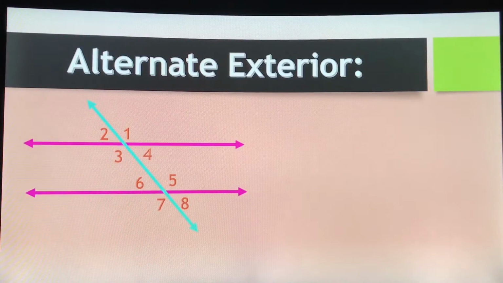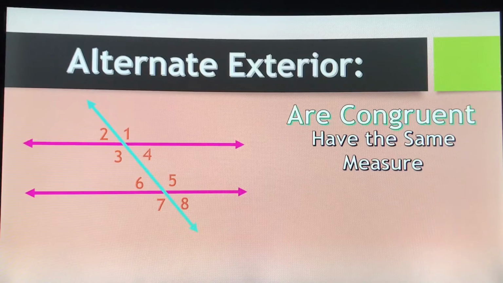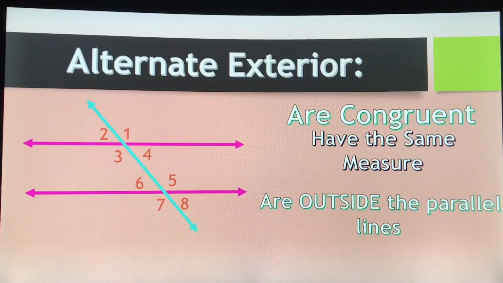So it's important to keep in mind what we're looking at. This angle relationship is called alternate exterior. Alternate means opposite, switch sides. Basically, you alternate. Think about a dance team. You have an alternate, someone that can step in and switch for that person. Exterior means outside. Remember, congruent means they have the same measure. They're outside the parallel lines.